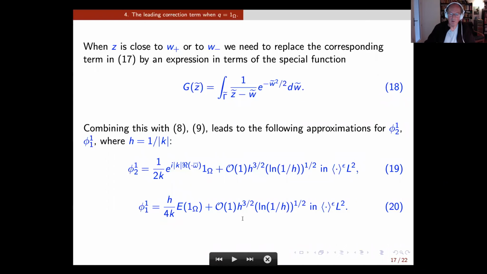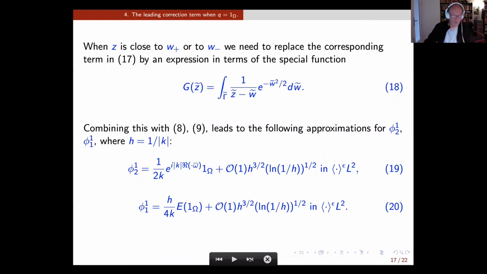One of the motivations for our study is a certain reflection coefficient, which is the Fourier transform of phi1 multiplied by the characteristic function of omega. Unfortunately, the Fourier transform of the characteristic function of omega decays like h to the power 3/2 also. So this term is not better than this one, and there can be cancellation. This is still something which remains to be done.